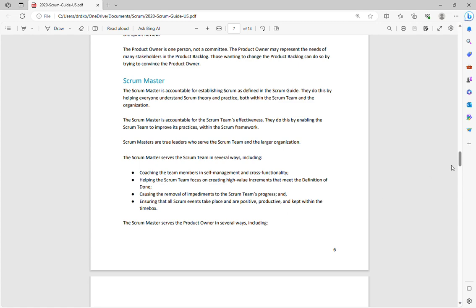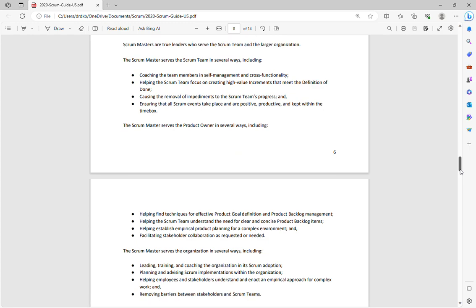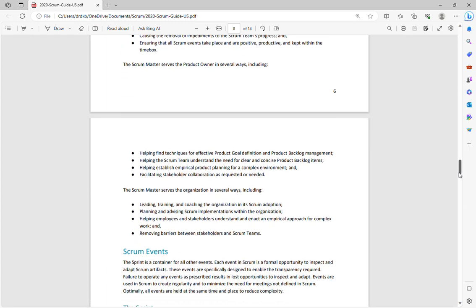Now, how the Scrum Master serves the product owner. The Scrum Master serves the product owner in several ways. First one is helping find techniques for effective product goal definition and product backlog management. It is important to set a product goal and review and maintain the product backlog at regular intervals. The Scrum Master can help the product owner with different approaches to order or prioritize the product backlog, and can facilitate a workshop on defining the product goal and product backlog management.